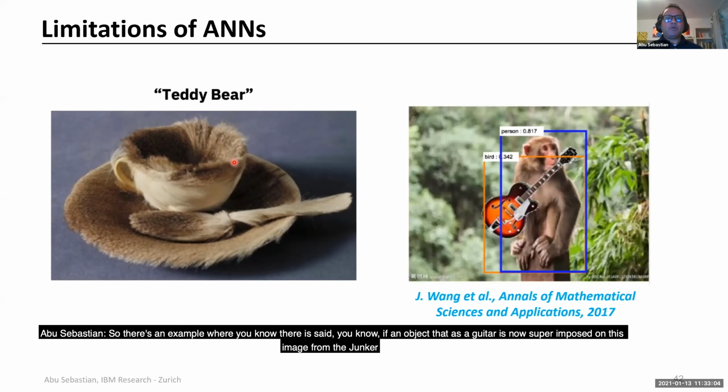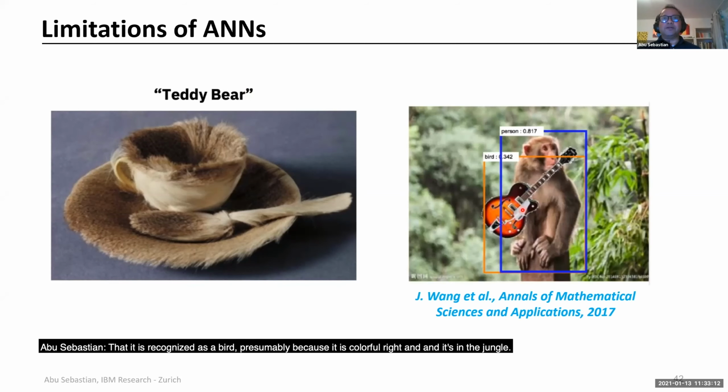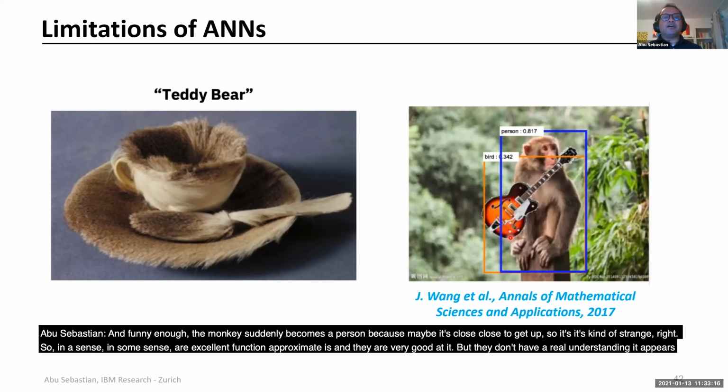There's another example where, if an object such as a guitar is superimposed on this image from the jungle, then it is recognized as a bird, presumably because it is colorful, right? And it's in the jungle. Funny enough, the monkey suddenly becomes a person because maybe it's close to a guitar. So it's kind of strange, right? So ANNs, in some sense, are excellent function approximators, and they are very good at it, but they don't have a real understanding, it appears.